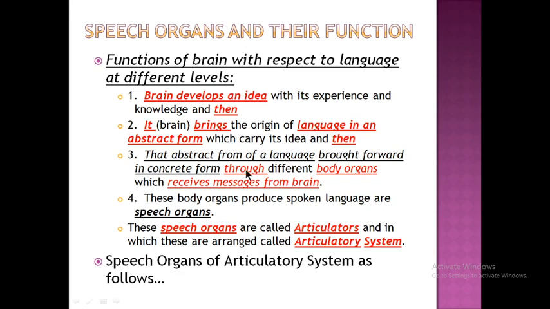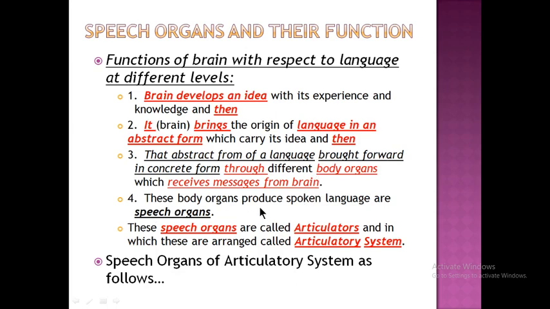Then the abstract form of a language is brought forward in a concrete form through different body organs which receive the message from the brain. This is the third level, where the abstract form of a language comes in a concrete form. Abstract form means the shapeless form of a language comes in a concrete form with the help of different body organs, and these organs help us to convert the sound which they receive from the brain. So this is the third level.